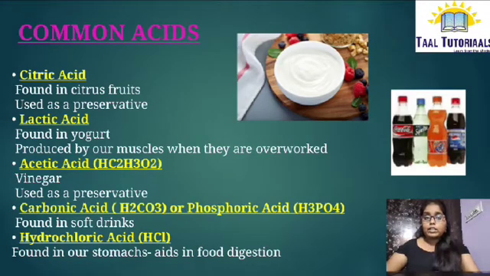Then lactic acid is found in yogurt. This is produced by our muscles when they are overworked. Then acetic acid is found in vinegar, which is also used as a preservative. Then comes carbonic acid or phosphoric acid, which are found in soft drinks. Then hydrochloric acid is found in our stomach and aids in food digestion. Hydrochloric acid is present in the stomach walls, which helps in digestion.